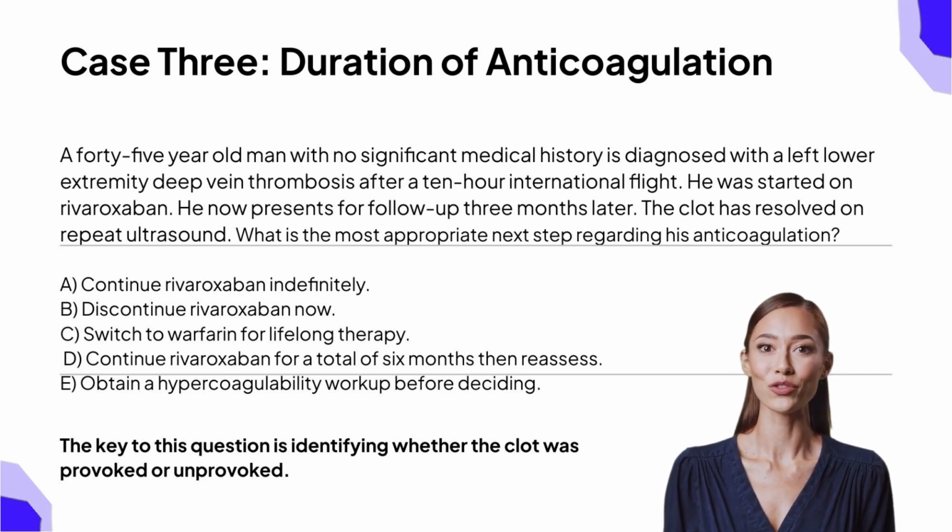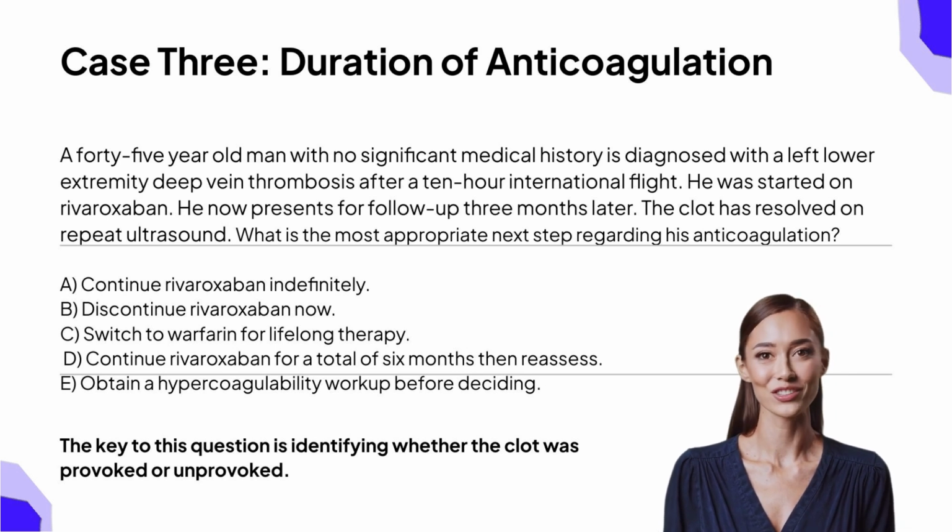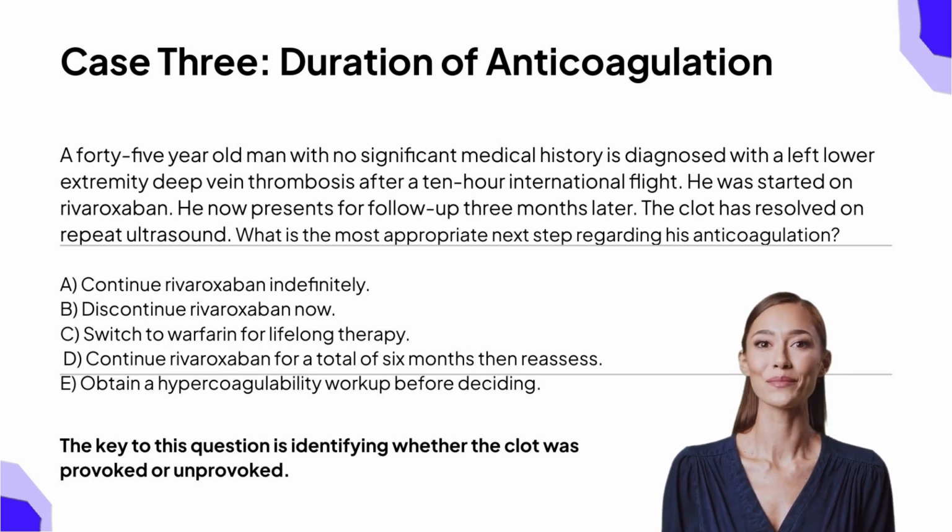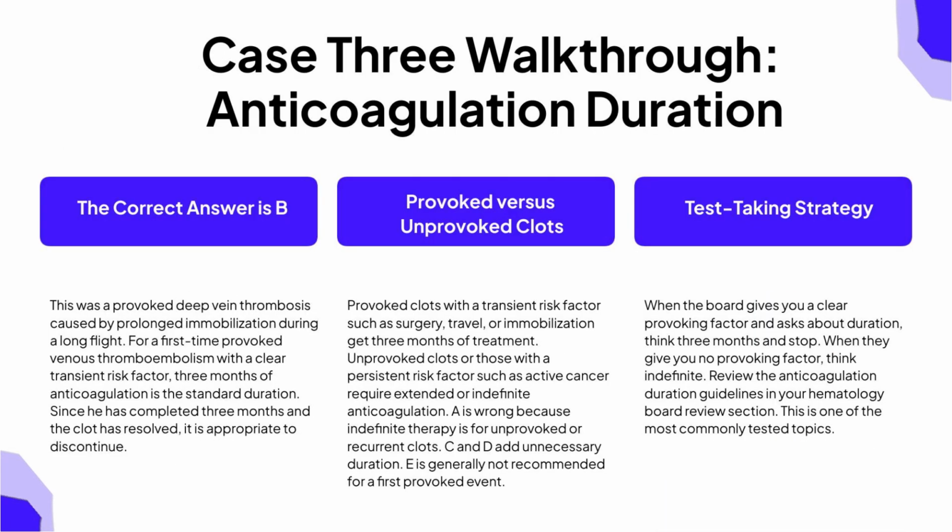The single most important question to ask yourself is, was this clot provoked or unprovoked? Identify the provoking factor before you look at the answer choices. The correct answer is B, discontinue rivaroxaban now.